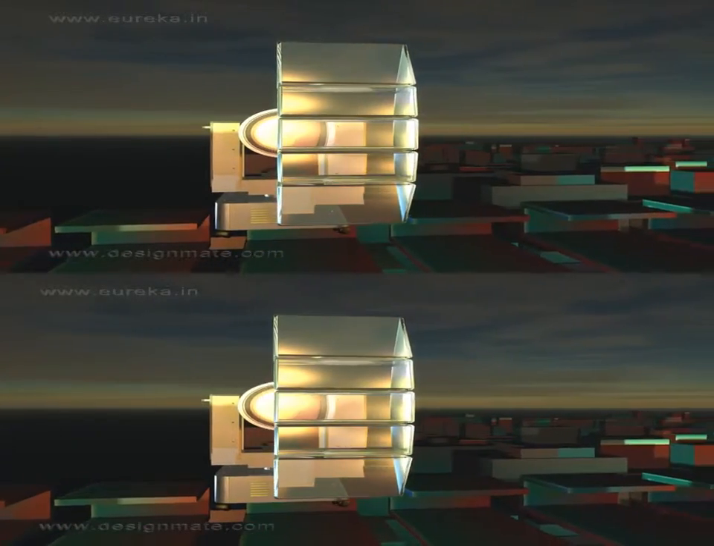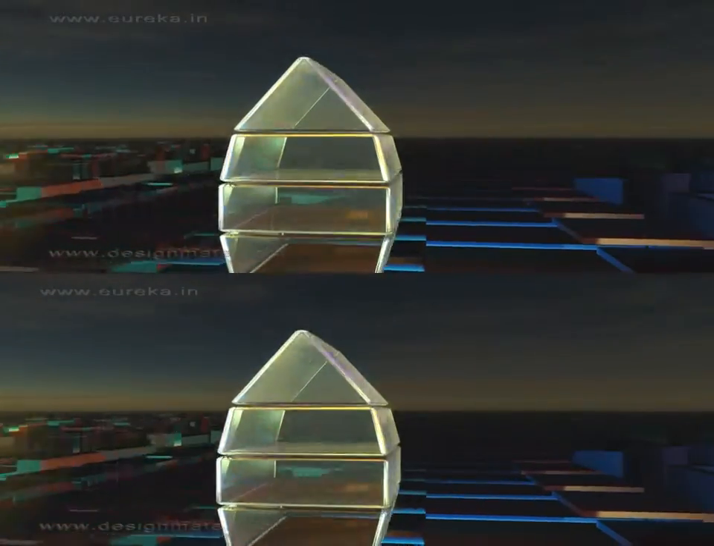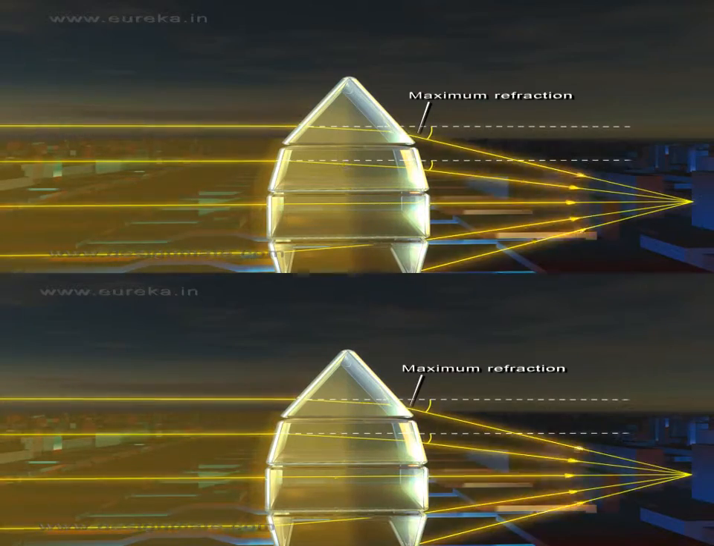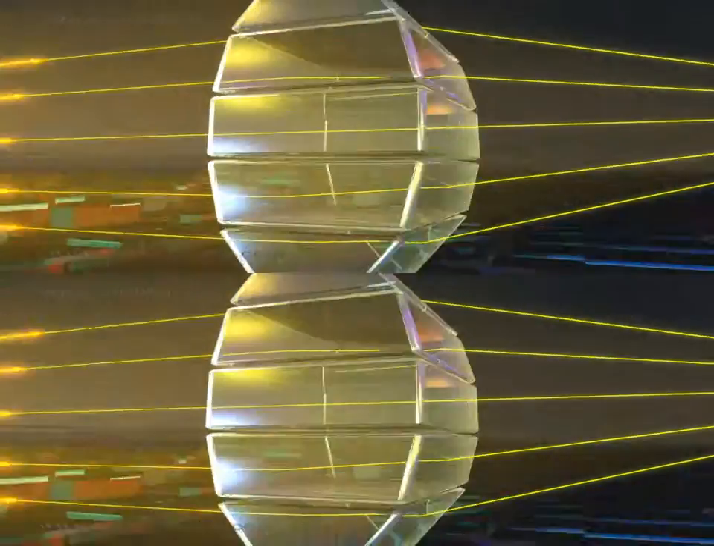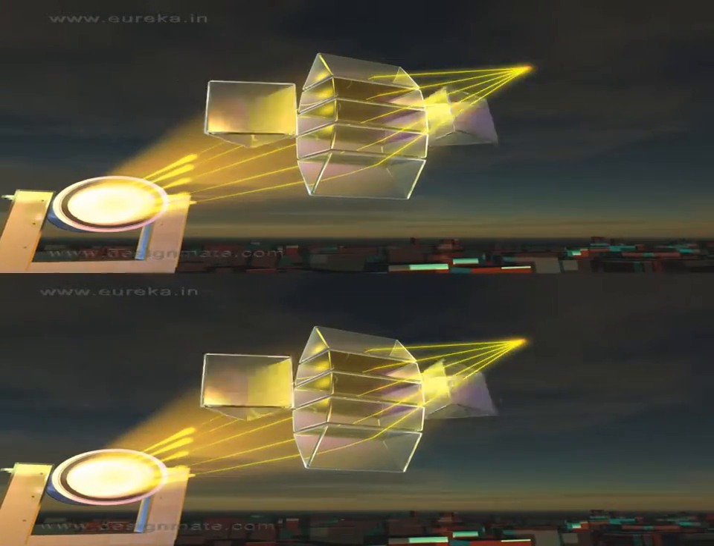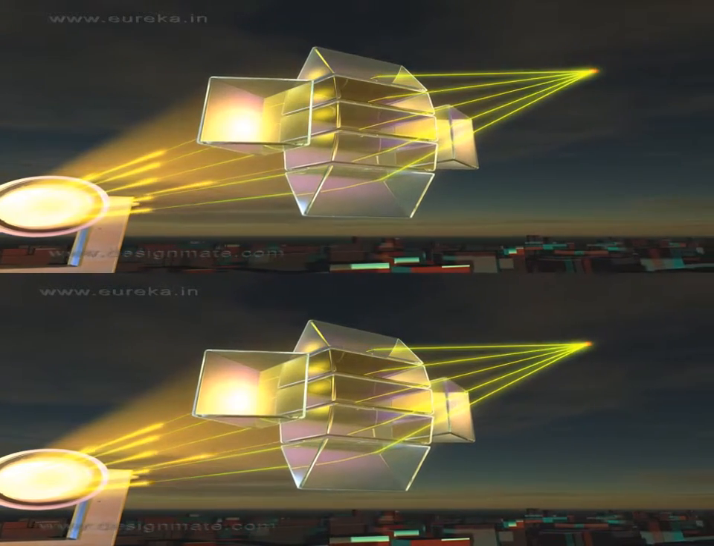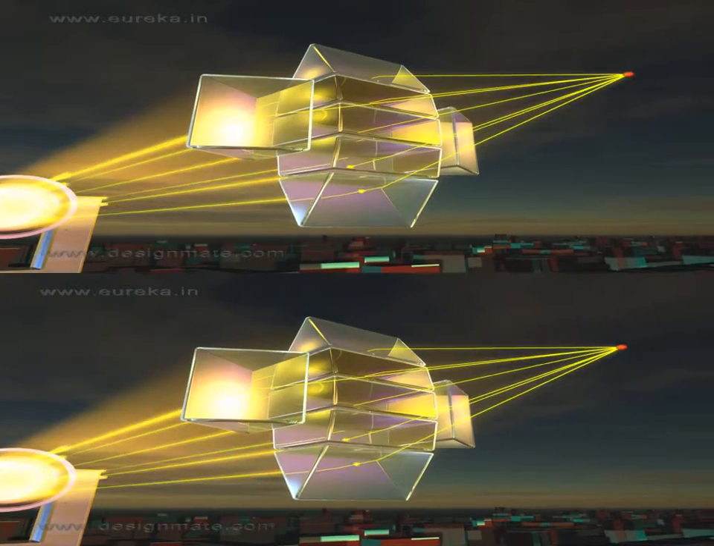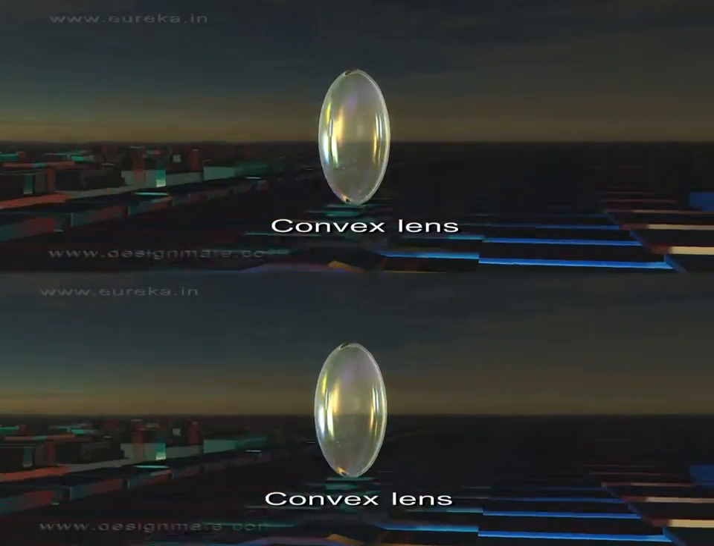Insert a few more slabs of rectangular prisms between the two prisms. The parallel rays incident on such an assembly will undergo maximum refraction at its top and bottom. The rays undergo no refraction at the center of the lens. Now, if we arrange two more prisms at the sides of this arrangement, then the incident rays emerging from them also converge at the same point. A single piece of glass formed in this fashion is called a convex lens.